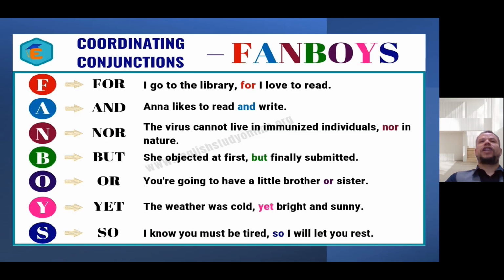Okay, now fanboys. As I taught you, fanboys, coordinating conjunctions, two main clauses with complete meaning, to complete sentences, to be changed to a compound sentence. What are they, fanboys? For, and, nor, but, or, yet, so. Example: I go to the library, a complete meaning. I love to read, a complete meaning. If you want to make them a compound sentence, one sentence, use the coordinating conjunction for.